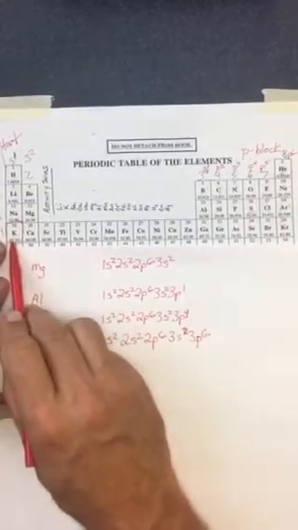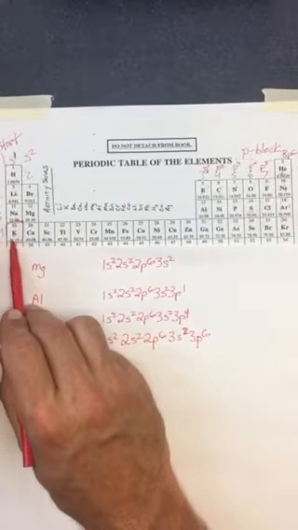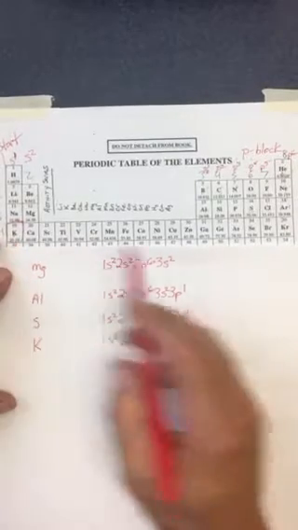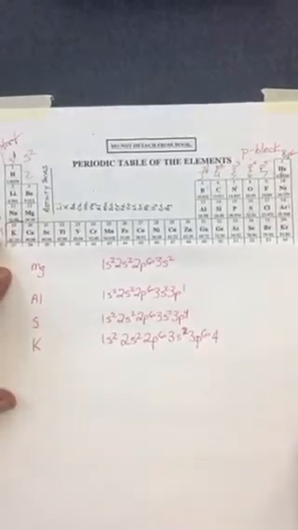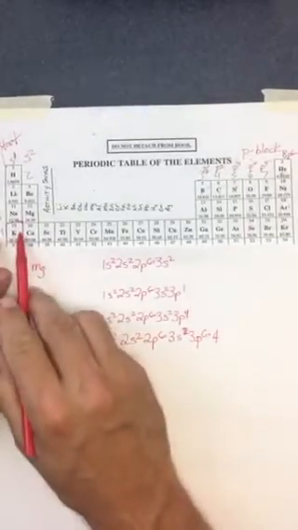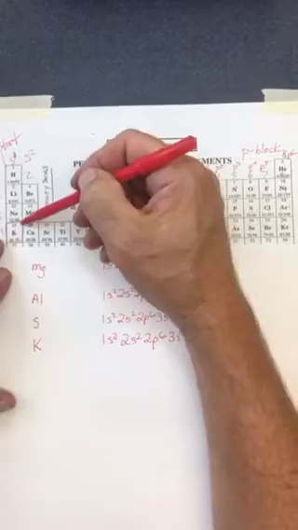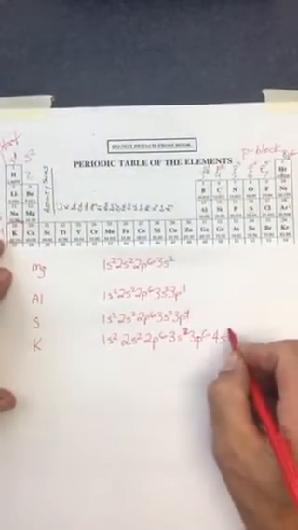For potassium then, we come down to a new row. So what number do we have to use if we're in the fourth row? You betcha, you've got to use a 4. You're in the S block. All of these end in S1, so this is 4s1.